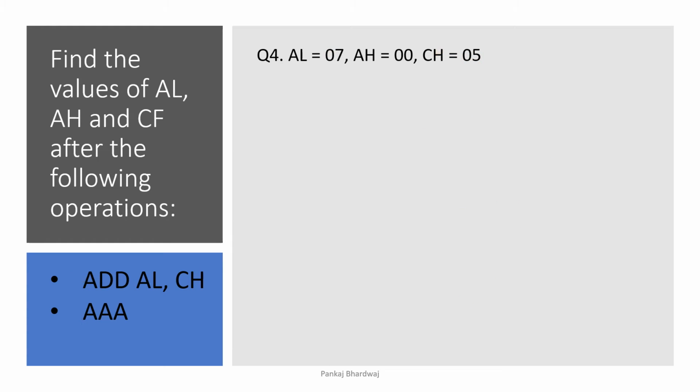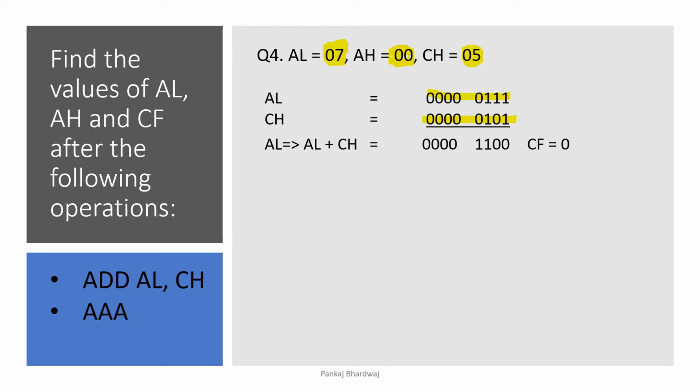Clear? Next is question number 4, in which the data in the AL is 7, the data in AH is 00, and the data in CH, which we want to add to AL, is 05. So AL, that is 0000 0111, add with 0000 0101. So what we'll get is 1100: 1 plus 1 is 10, 0 carry 1, again 1 plus 1 0 plus 1 1, then 1 carry, 1 plus 1 0 plus 1, that is 1.